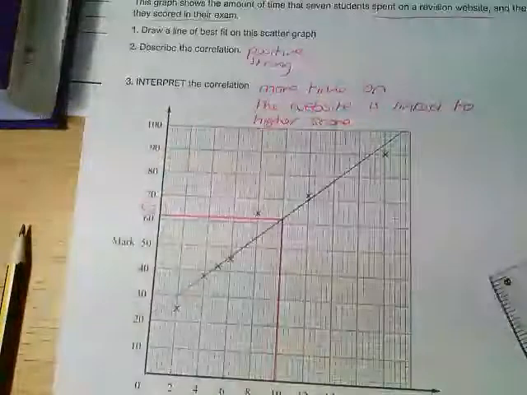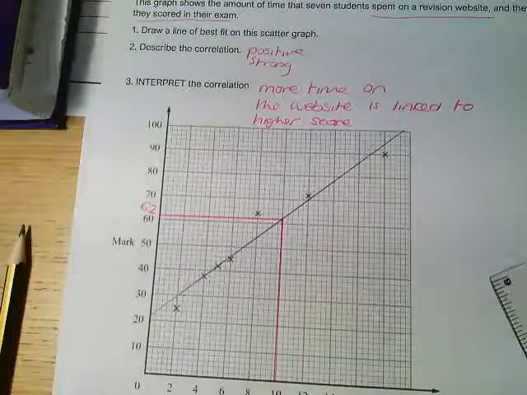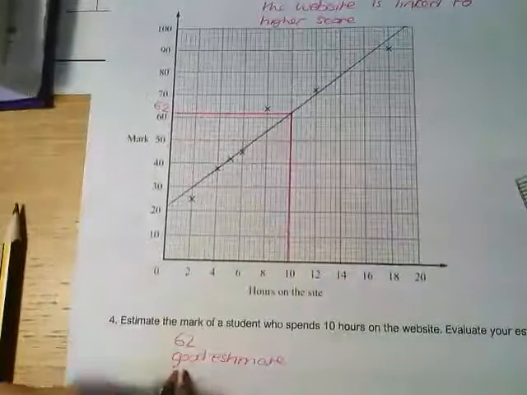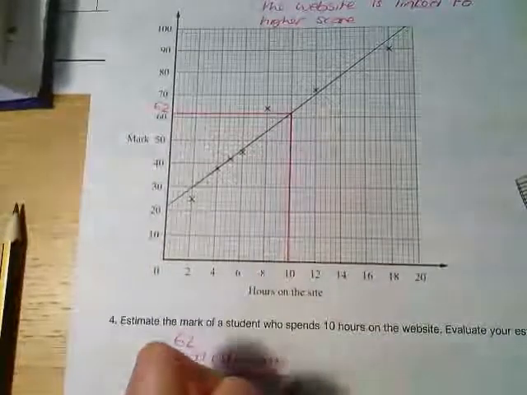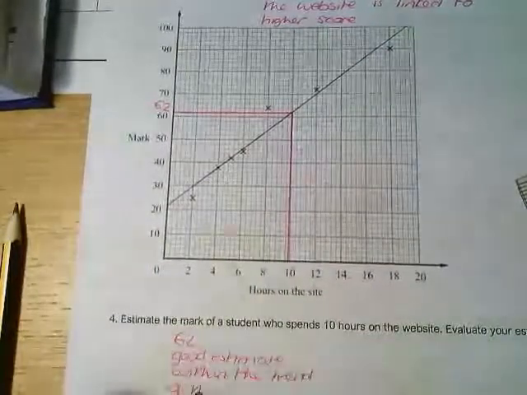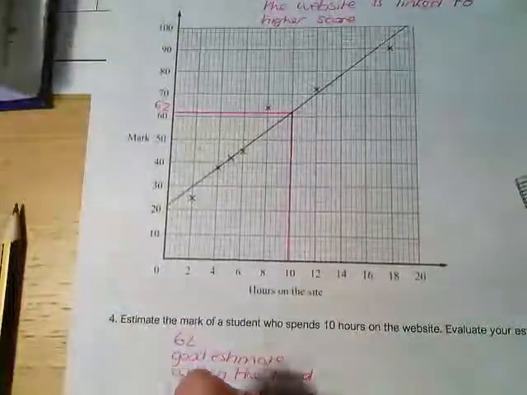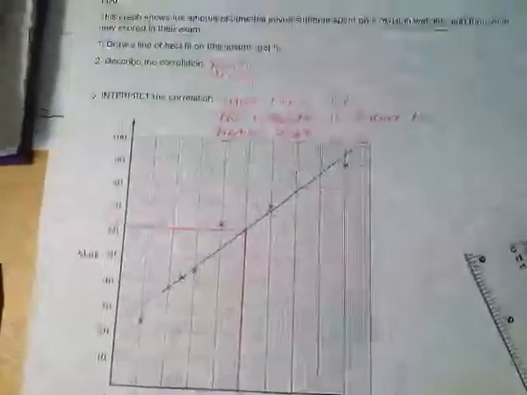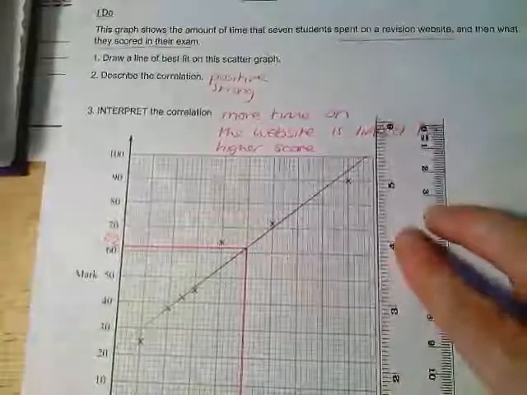Use the word interpolation if you like, but you could also say within the trend of the actual data. Okay, now I'm going to estimate what the mark would be if somebody spent 20 hours on the website.